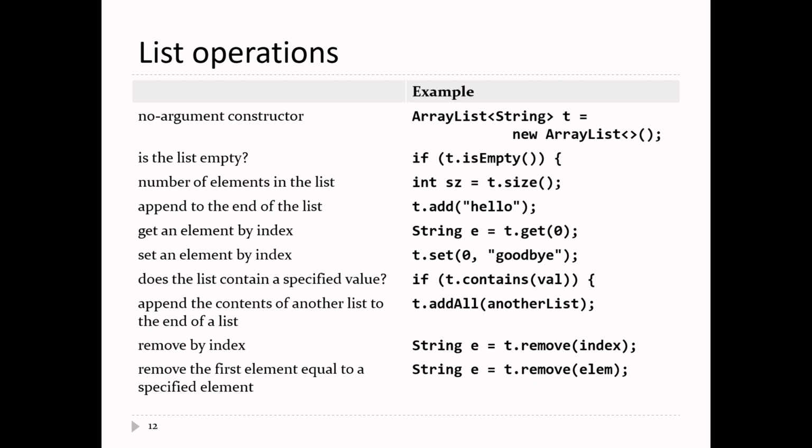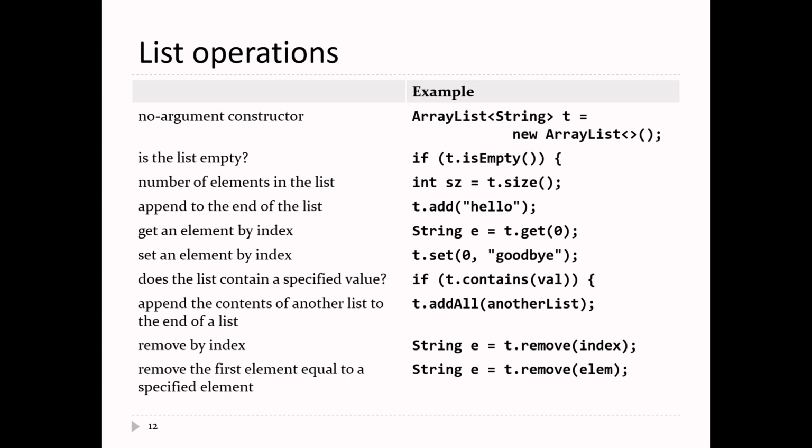If you want to remove an element from the list, you have two choices. You can remove by index. So t.remove(index) removes the element at the specified index. It returns the removed element back to the user, so you can store the removed element in a variable after calling remove.